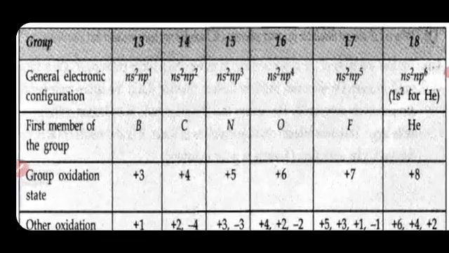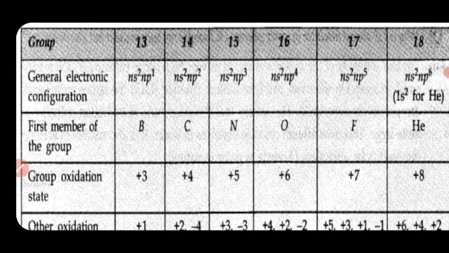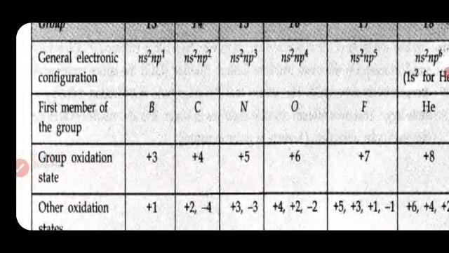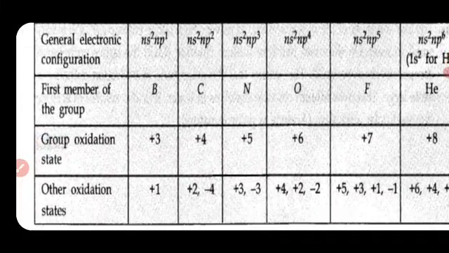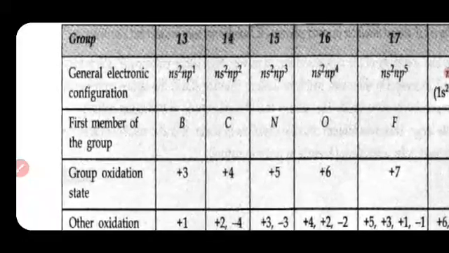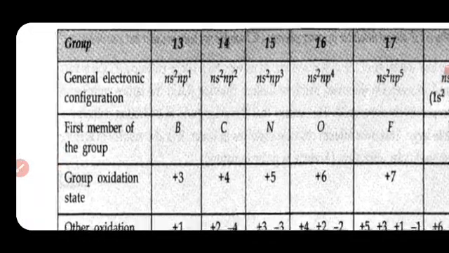So here is one table which shows group number 13 to 18, which are present in p block elements. Then the general electronic configuration of each group: ns2 np1, ns2 np2, ns2 np3, ns2 np4, ns2 np5, and the last one is ns2 np6. But for helium it is only ns2. This is an exception. Okay, now the first member of each group is given. For group number 13, boron; group number 14, carbon; group 15, nitrogen; group 16, oxygen; group 17, fluorine; and group 18 is helium.